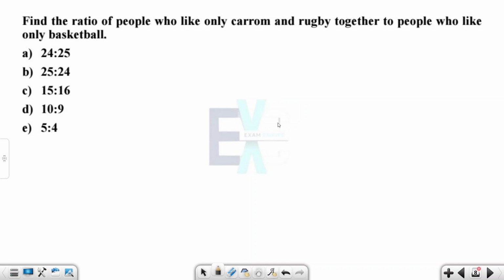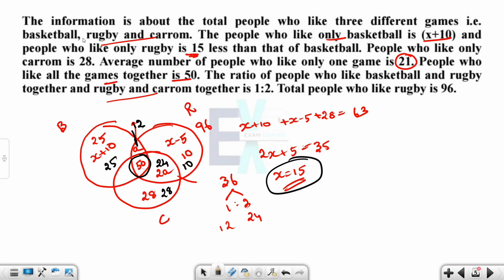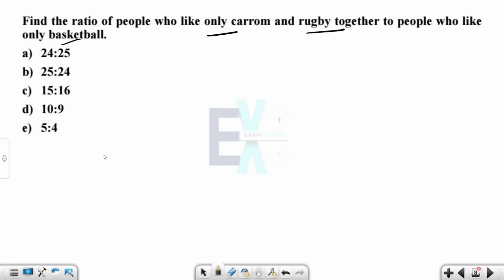Next, find the ratio of people who like only carom and rugby together to people who like only basketball. So carom and rugby to only basketball. Carom and rugby is 24 and only basketball is 25. So the answer will be 24 is to 25.